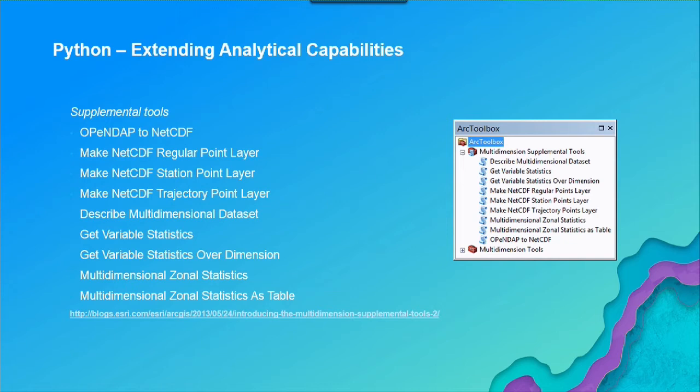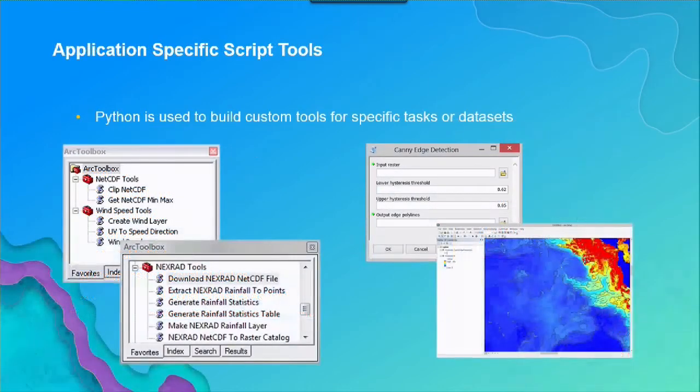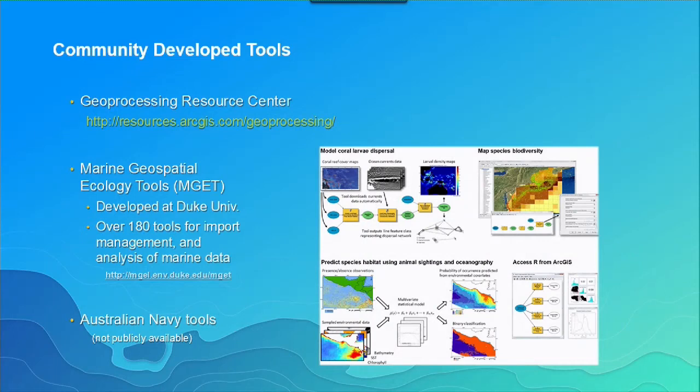People also use Python to expose other analytical tools and functionality. Here's an example of how we use Python to create some new tools. Here is an example where we did something very specific for NEXRAD, or edge detection. So my point is, when you don't find the tool in the toolbox, go and use Python. Somebody wrote some cool function, you just expose it through a tool, and there you go. You can perform the analysis you want.